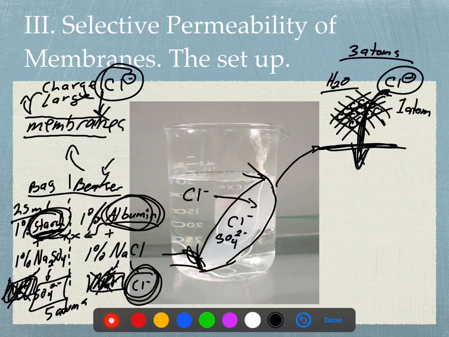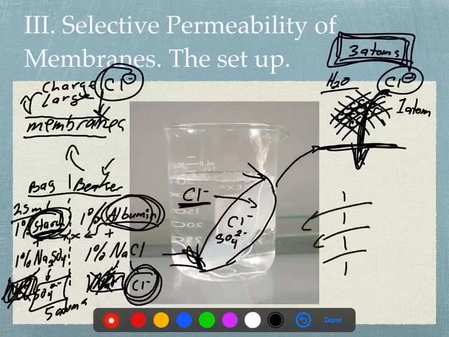And sulfate, which was in the bag, SO4, 2 negative charges, it's 5 atoms. What do you think? Can that one get through? Water got through. Water was 3 atoms, if you remember. What about sulfate with 5 atoms? Can that get through? Well, it can, but do you think it can get through as easily as chlorine, which is 1 atom, right? If the pores are that big, maybe chlorine zips right through, no problem. But sulfate's going to have a little bit of a hard time, but it'll still get through. It just won't be able to get through as easily as chlorine.